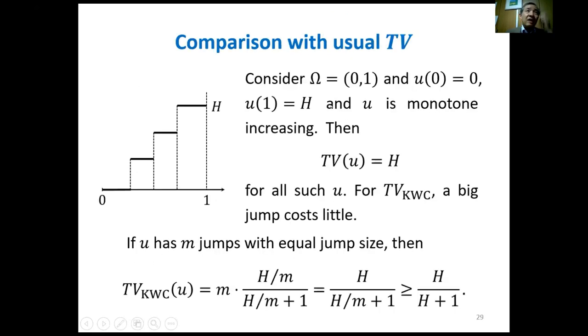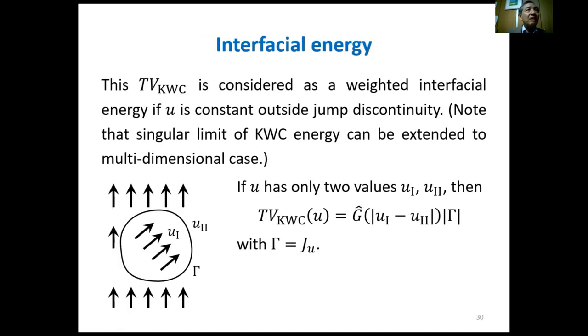And consider, let me compare with the usual total variation. Consider omega as just the interval (0, 1), and u0, 0, 1, and h. Oh, sorry. Then the usual total variation, no matter how the step is or no matter how your function is, provided that it's monotone increasing, is just h. But for total variation in the sense of Kobayashi-Warren-Carter, a big jump costs little. And if u has m jumps with equal jump size, then the total variation of Kobayashi-Warren-Carter is of course easily calculated, right? And you see if m is equal to one, this is smallest, right? So it's quite different.